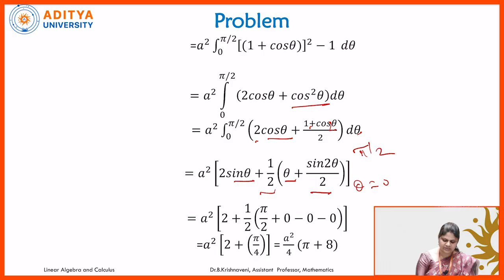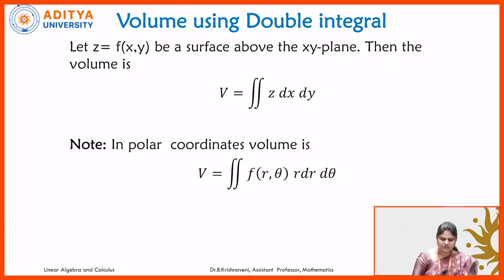Substitute the upper limit, theta is equal to pi by 2, and the lower limit, theta is equal to 0. If you substitute the upper limit theta pi by 2, it means 2 into sin pi by 2, which is 2, plus 1 by 2 into pi by 2 plus sin 2 pi by 2, which will become sin pi, that is equal to 0. For the lower limit, if you substitute theta is equal to 0, the total lower limit is 0. So simplify this: a square into 2 plus pi by 4, which is equal to a square by 4 into pi plus 8. So this is all about finding the area using double integration.